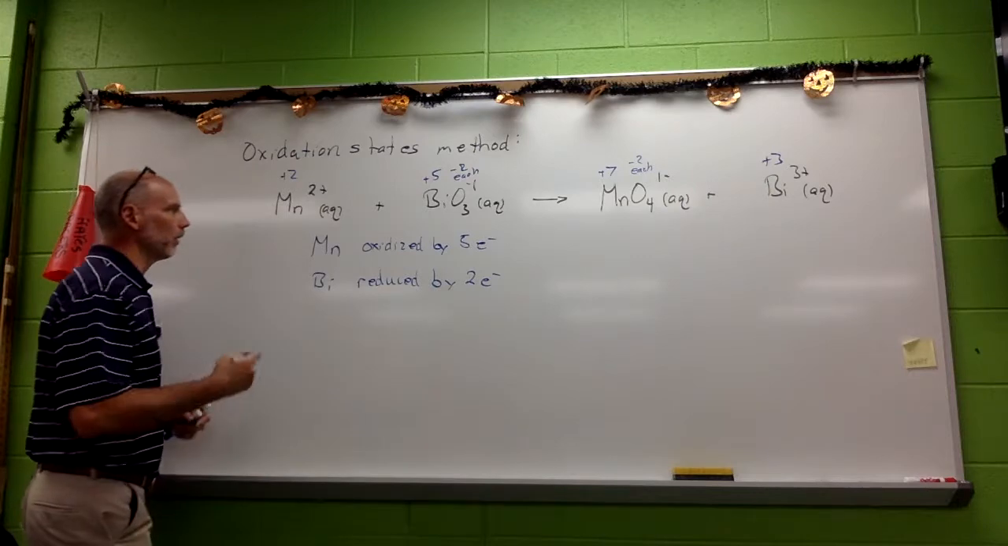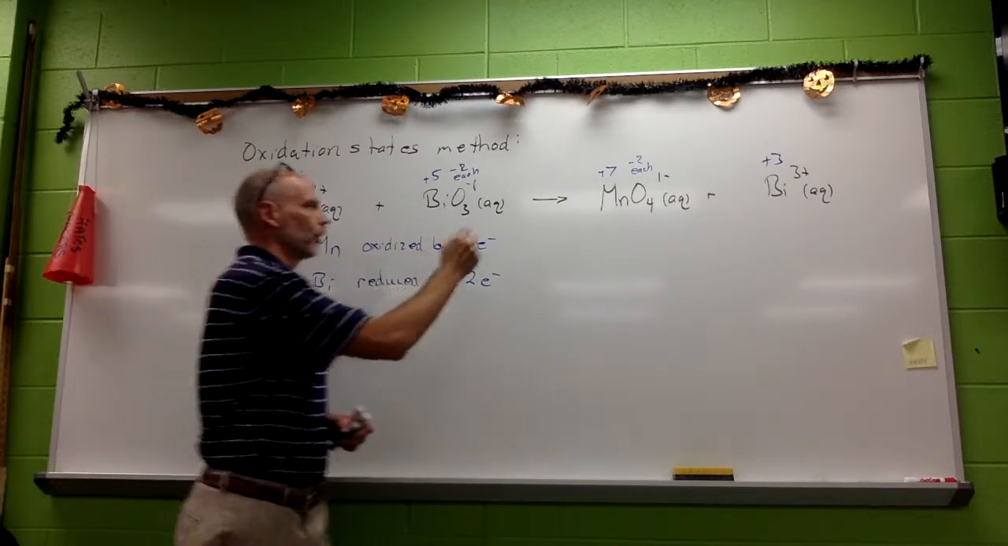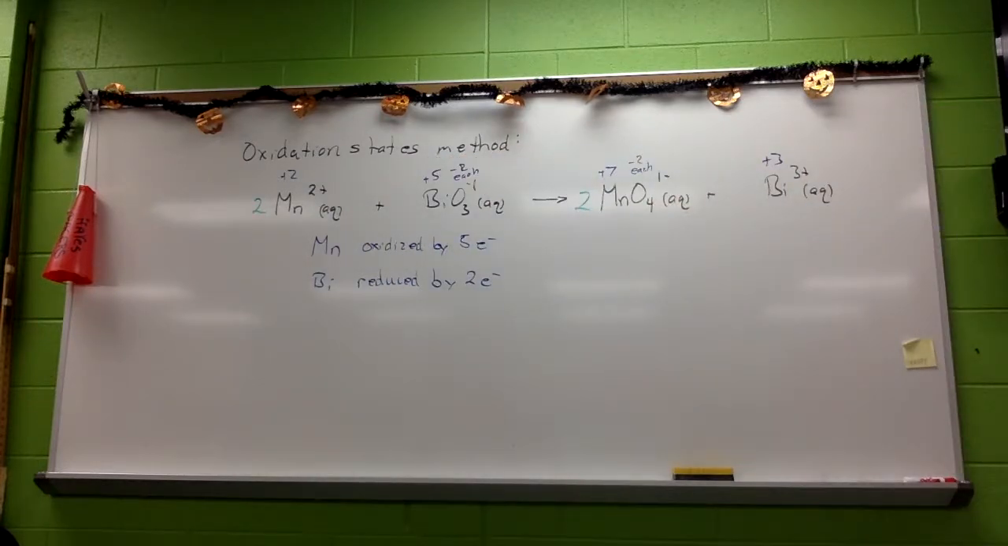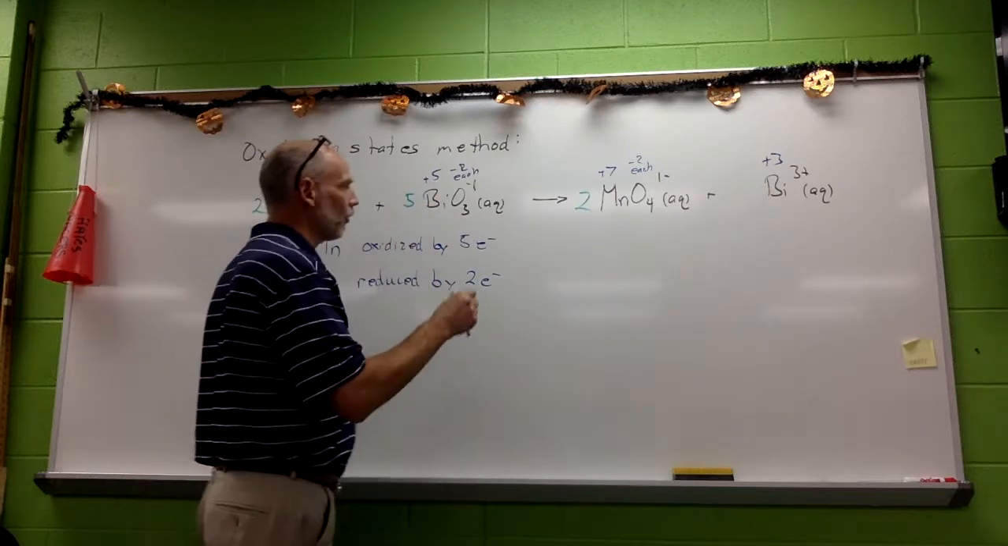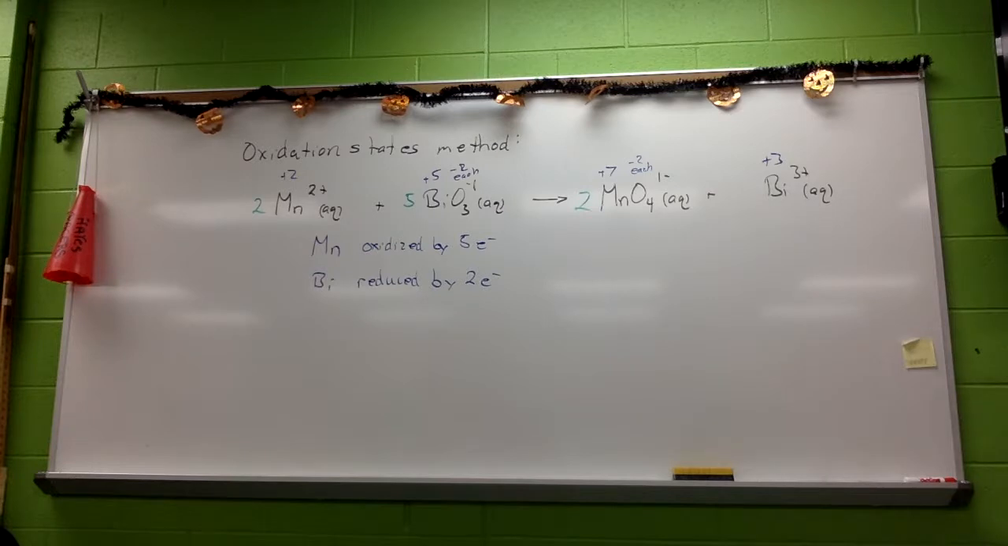So I'm going to have to multiply the manganese by 2. Since they change by 5 electrons, if that process happens twice, that's 10 electrons. Whereas the bismuth, we're going to have to multiply by 5, because each of those bismuths transfers 2 electrons each time. If that happens 5 times, that's 10 electrons.